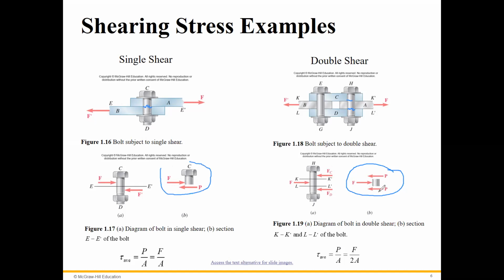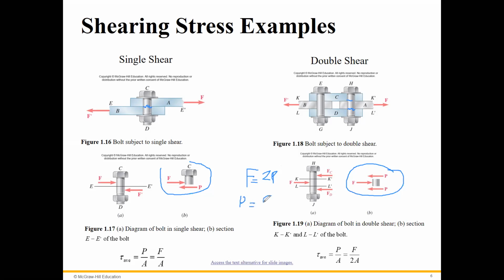So the only difference is in the equation I discussed a few minutes ago: just force divided by area, right? So internal force divided by area. Here, internal force, equilibrium, P equals F, just F divided by A. But here, equilibrium, F equals 2P, right? Therefore, P is F divided by 2. So then the equation would look like that. That's the difference between single shear and double shear.